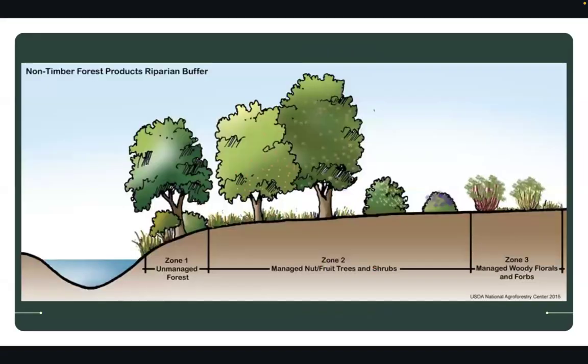Here's a diagram of all three zones against a stream. We see the stream on the left, Zone 1 is unmanaged forest, Zone 2 is fruit trees and shrubs, and then Zone 3 is grasses and wildflowers, and then our land use areas are all the way on the right.